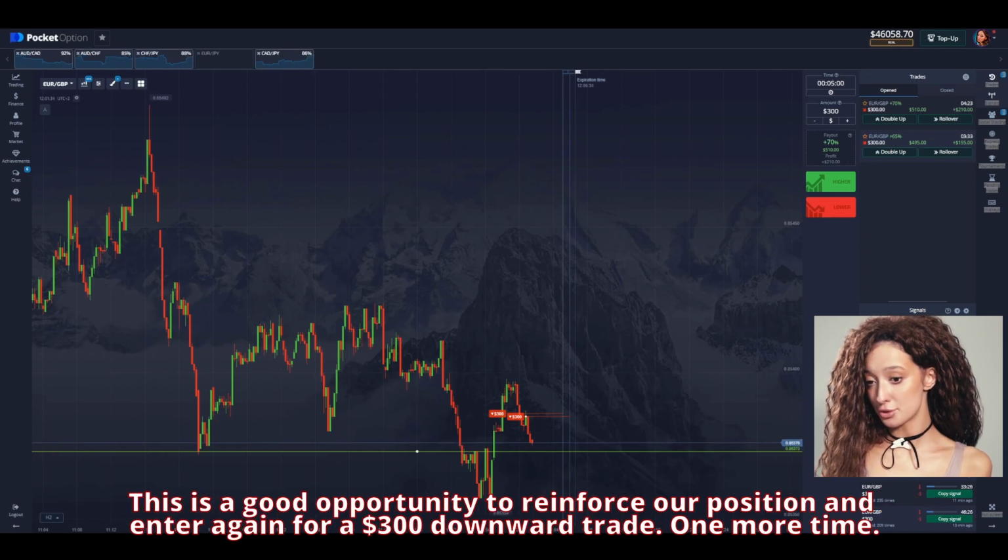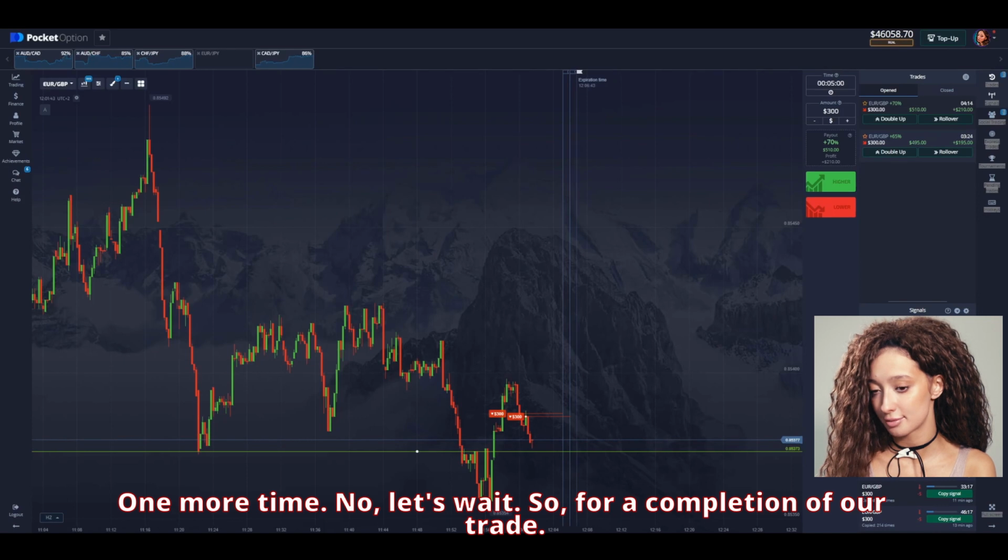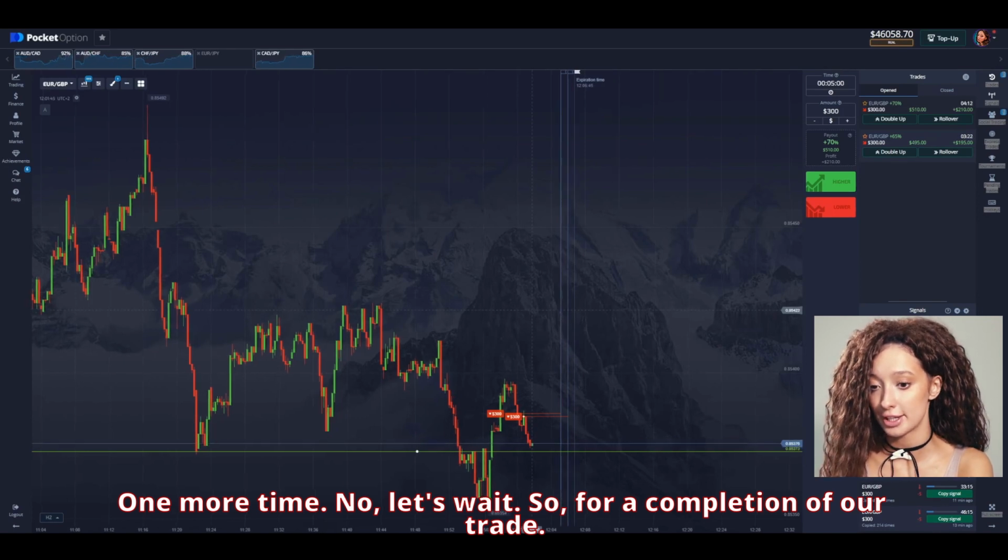This is a good opportunity to reinforce our position and enter again for a $300 downward trade. One more time. Now let's wait for the completion of our trade.